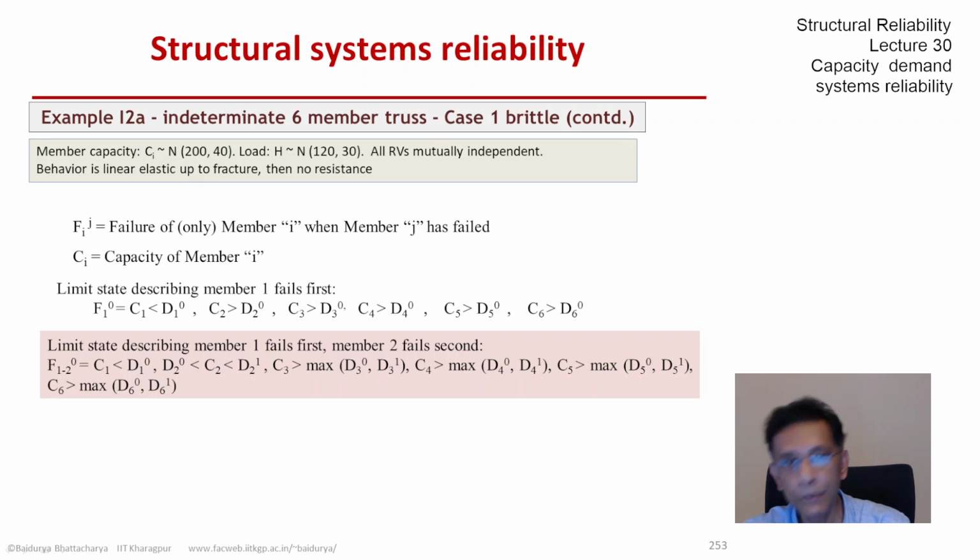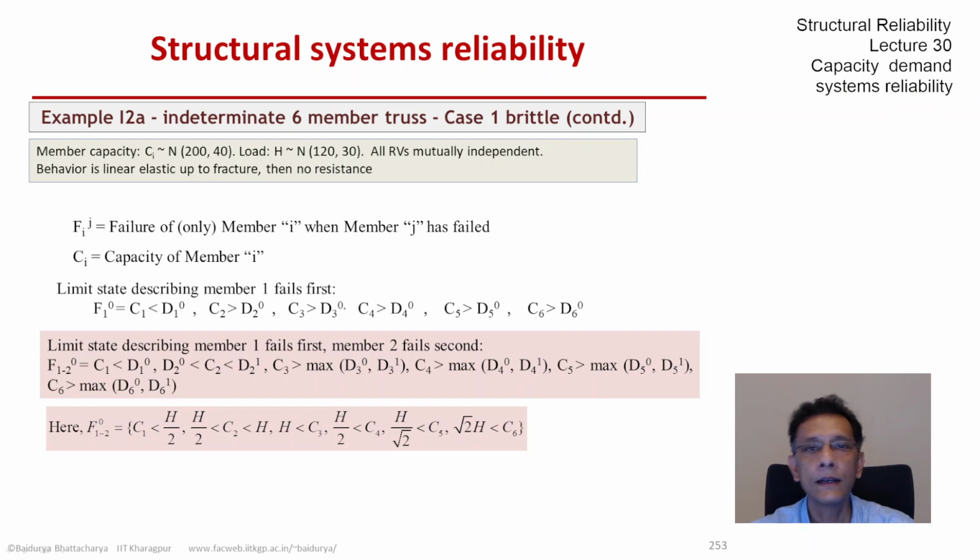For all the other members, they continue to survive the second level loads as well. So C3 is greater than both D03 and D13. So that's why we have the max operator. C4 is greater than max D04 and D14, all the way up to C6 greater than max D06, D16. So you're getting the idea that things become quite complicated quite soon when we have this sort of redundant system failure to be modeled.